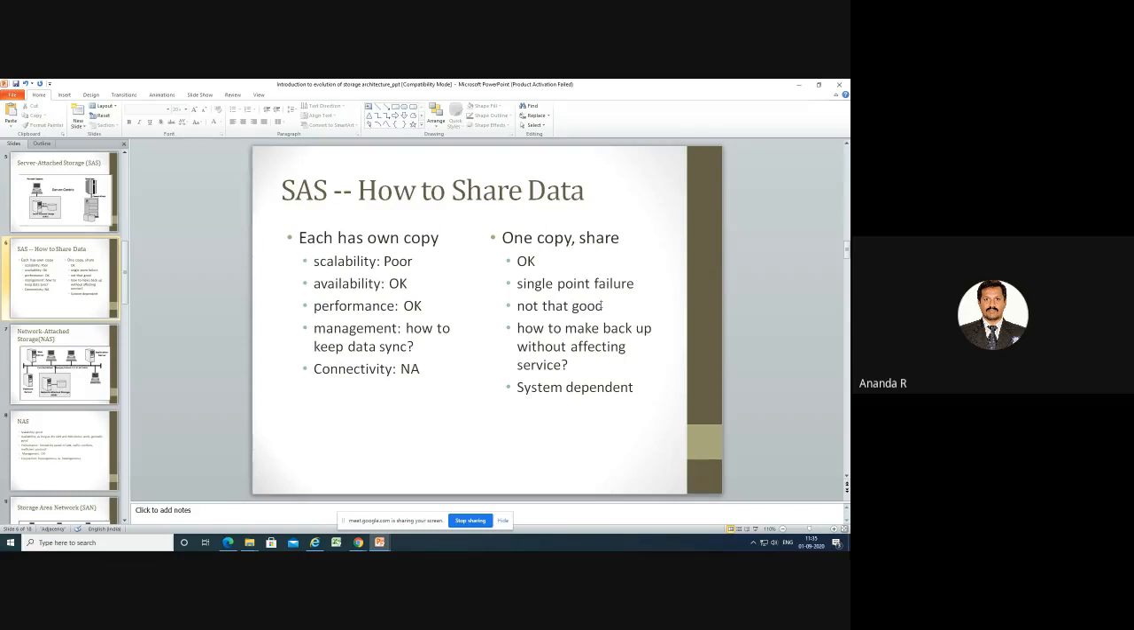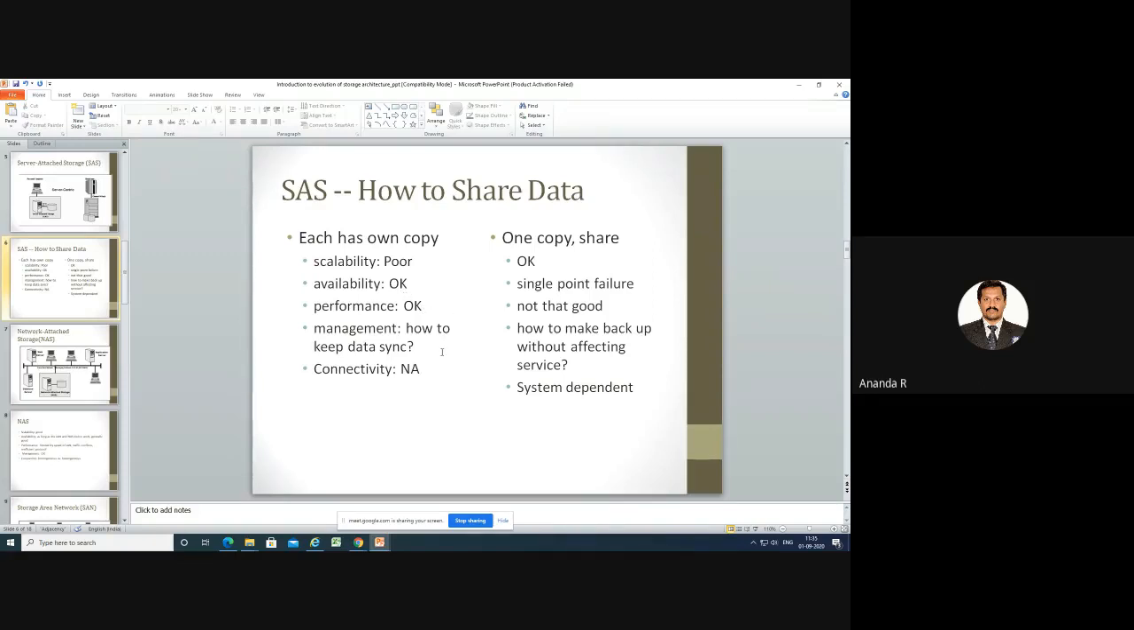Server attached storage: how is data shared? In server attached storage, each has its own copy, or one copy is shared. What does each has its own copy mean? Each server has its own copy. The scalability is poor, so we can't scale it further. The availability is there, and the performance is okay.